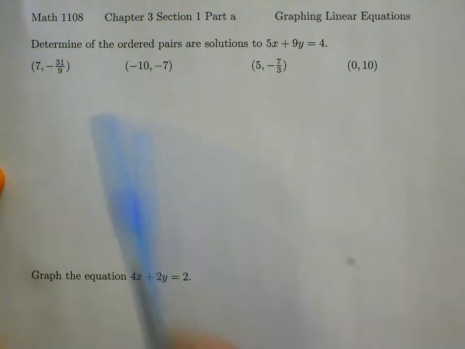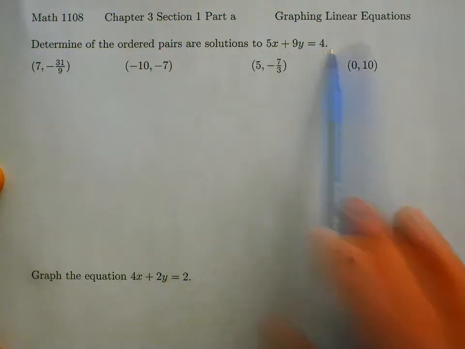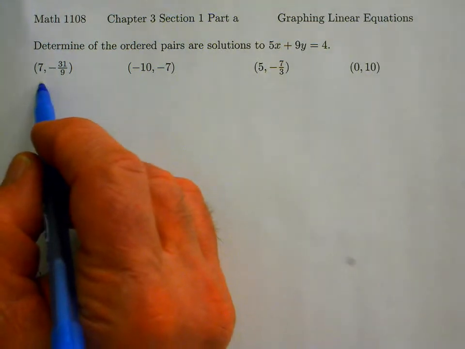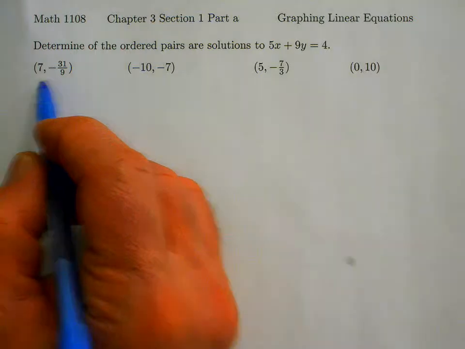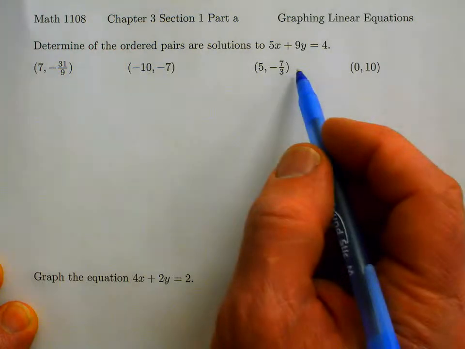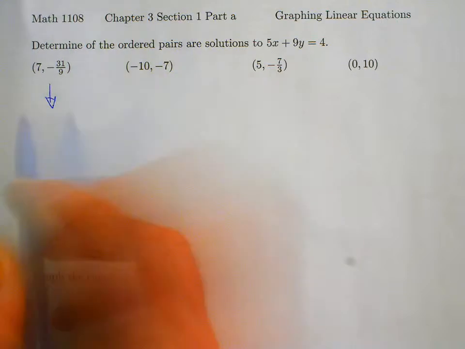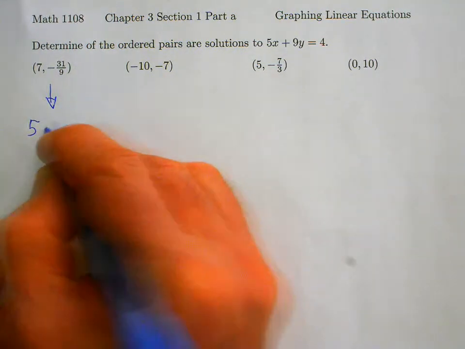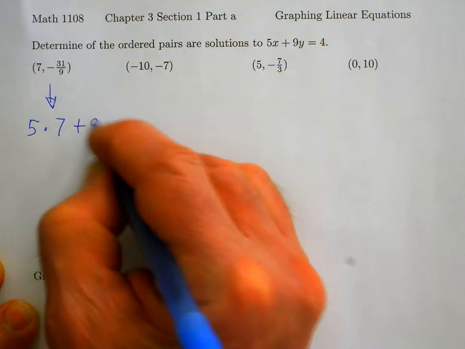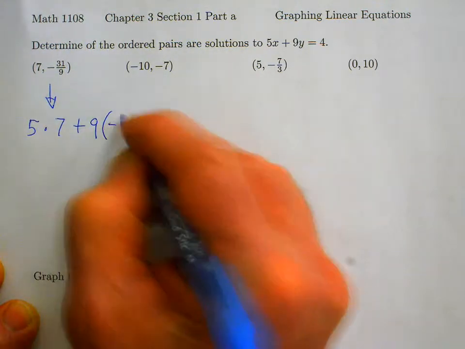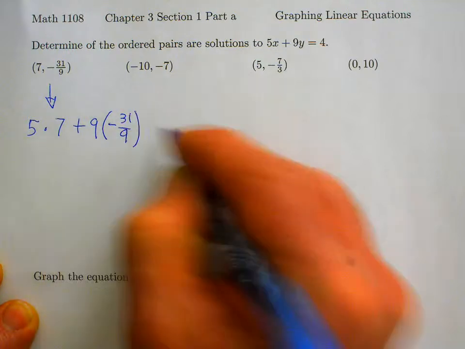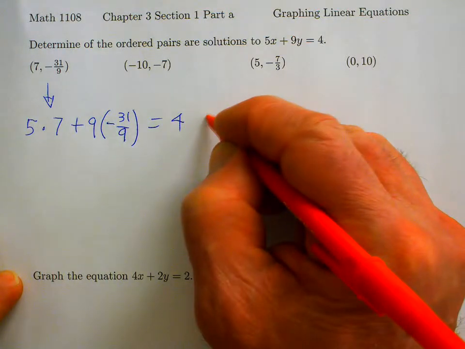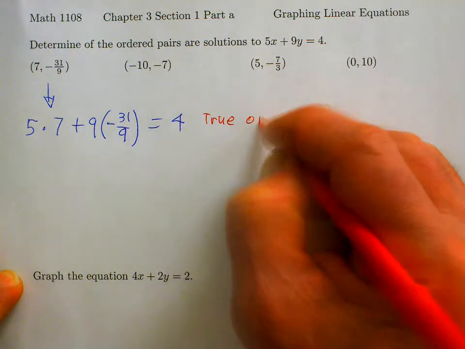Determine if the ordered pairs are solutions to 5x plus 9y equals 4. Okay, so let's start with 7 for x, -31/9 for y. So we're testing to see if this is a solution. In the equation, replace x with 7, replace y with -31/9. And we want to know, is this true or false? So we just do the arithmetic.